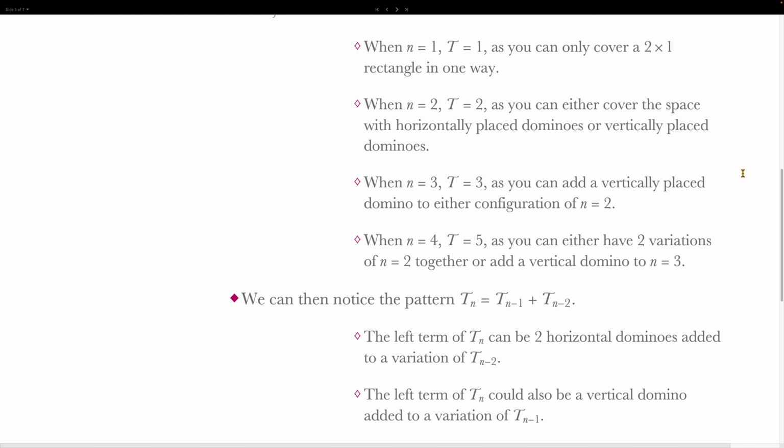Now, to justify this as n grows without bounds, we can see that the left term of t sub n can be two horizontal dominoes added to a variation of t sub n minus 2, or the left term of t sub n could also be a vertical domino added to a variation of t sub n minus 1. This means that we can create a new variation of t sub n from any variation of t sub n minus 1, or from any variation of t sub n minus 2, which then gives us the formula t sub n is equal to t sub n minus 1 plus t sub n minus 2.